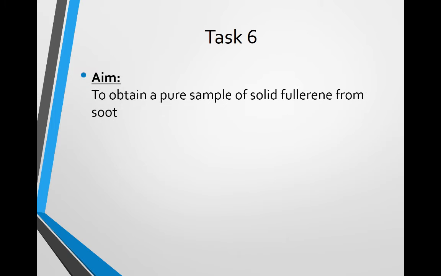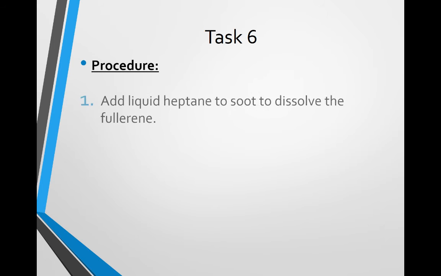of soot. The aim, as mentioned many times already, is to obtain a pure sample of solid fullerene from soot. And again, the variables in this particular task, there are no variables at all, because there are not many results. It's mainly an experiment where you are separating this sample of solid fullerene from your sample of soot. The procedure, we go step by step.